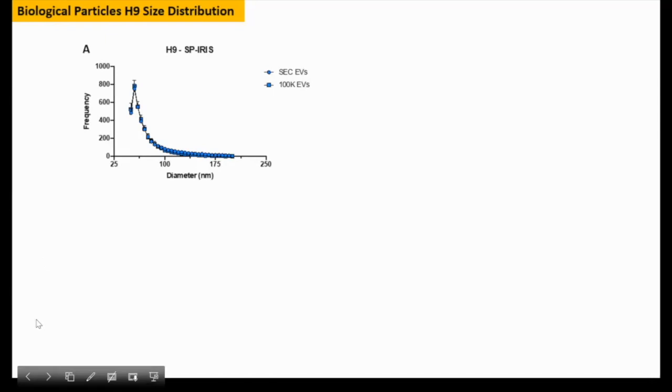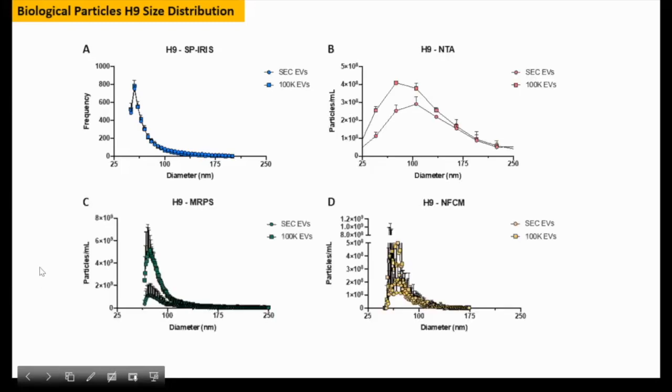And for H9, as you can see in this graph, SPIRS returned almost identical size distribution profile for both enrichment methods. In contrast, NTA, MRPS, and NanoFCM returned data indicating particles that are slightly smaller in diameters for the 100K EVs comparing with SEC EVs, although we can see similar particle size distribution overall.